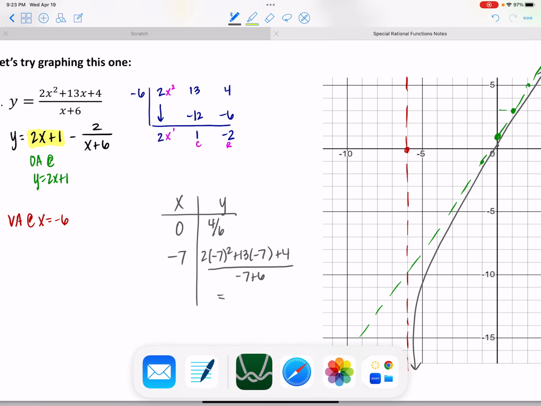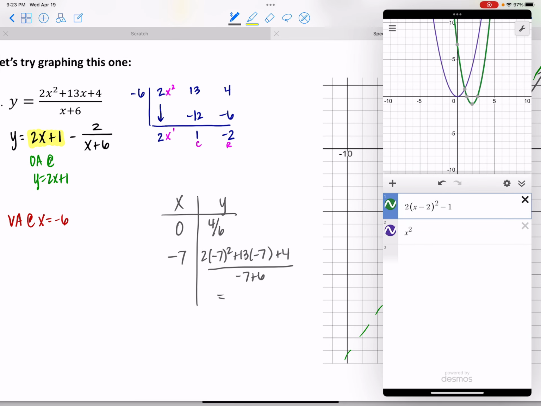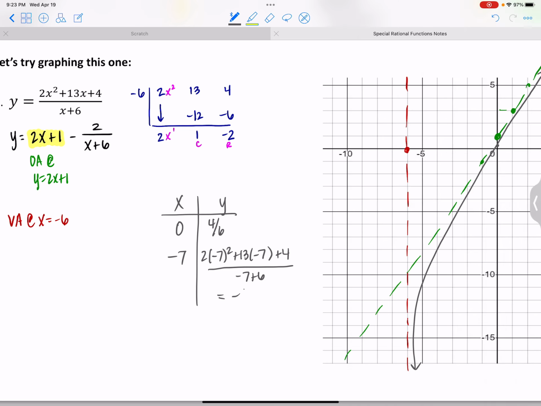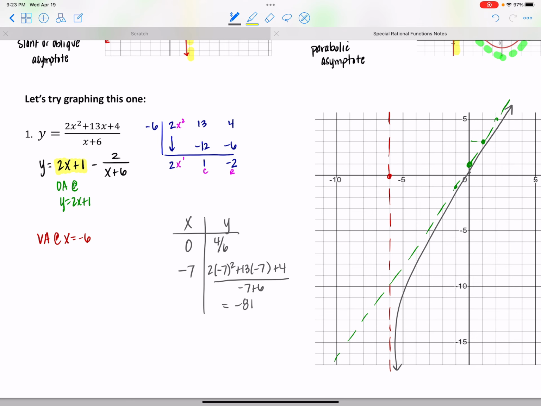Oh, Lord. Okay. Calculator. Thank you, calculator. Alright, so make a fraction on the top. 2 times 49, and then plus 13 times -7, and then plus 4, and that's divided by -1. I don't need to do that. So I get a -81. So at -7, my graph is way down here at negative. Did I put that in right? I feel like I missed something. I feel like that branch shouldn't be there. What did I do?